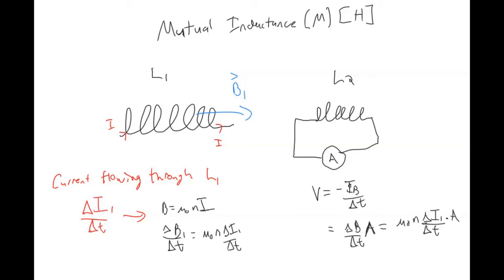So if I take two inductors, I have one that has a current flowing through it, and another one that is just sitting there, not connected to a power supply. If I change the magnetic field in one of them, I can induce a current and therefore a magnetic field in the one that's not hooked up to a voltage. And because of Lenz's law, that current is going to be in the opposite direction.